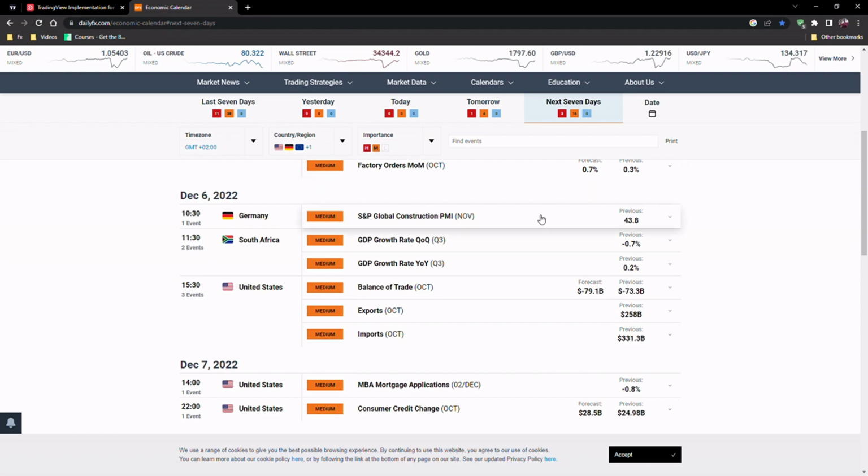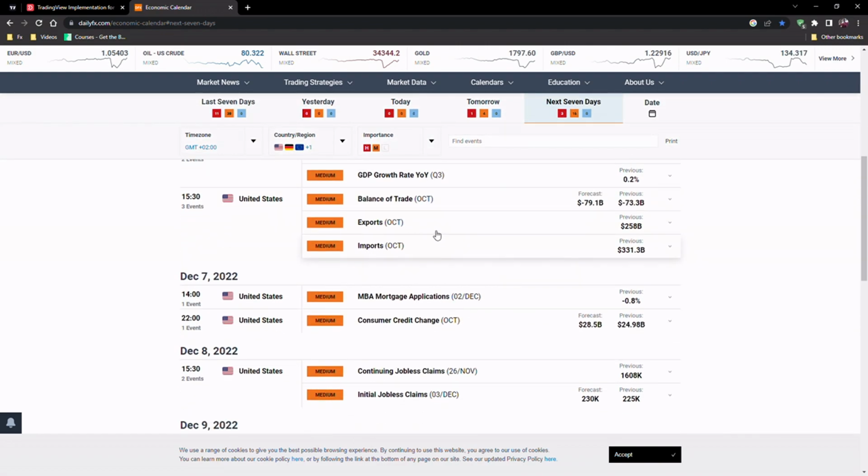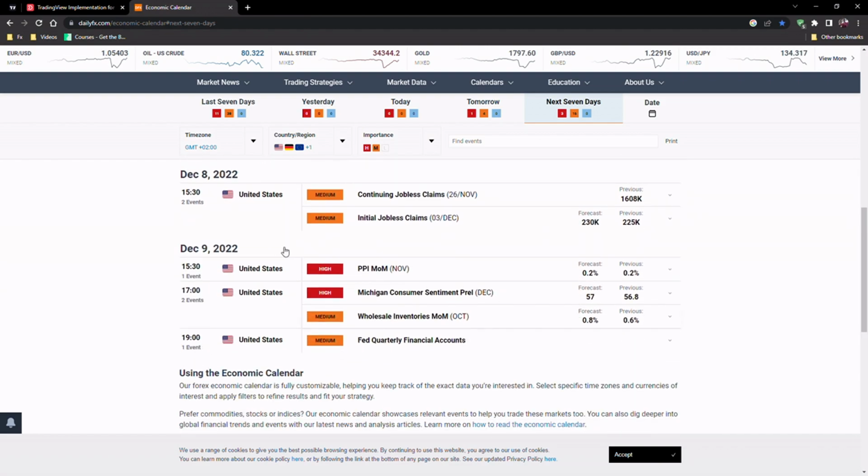The PMI as well for Germany on Tuesday, and on Wednesday we actually don't have much of an impact, and this one again won't have much of an impact on Wednesday, right? Because on Tuesday we have one, on Wednesday we don't have much impactful news.